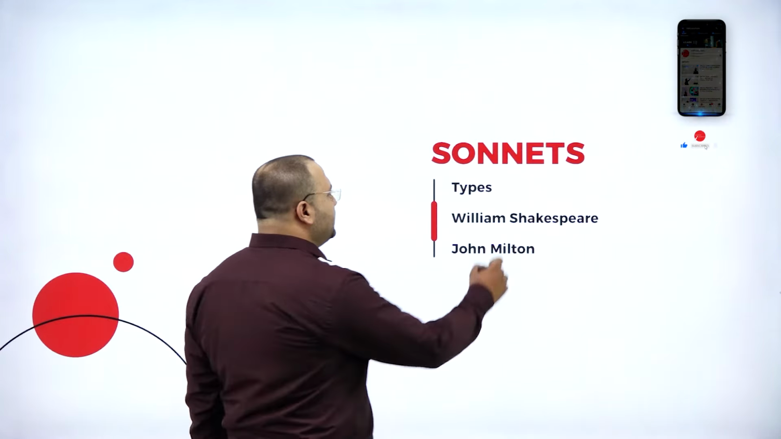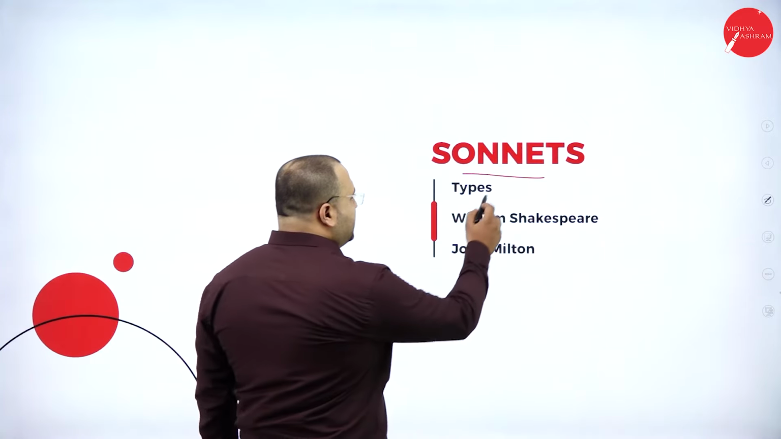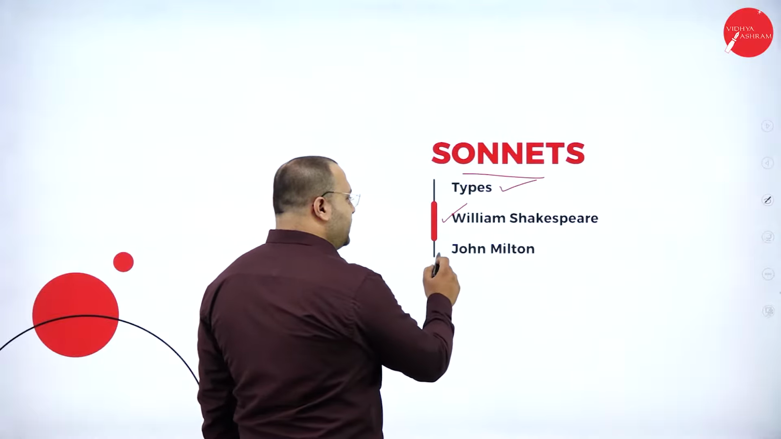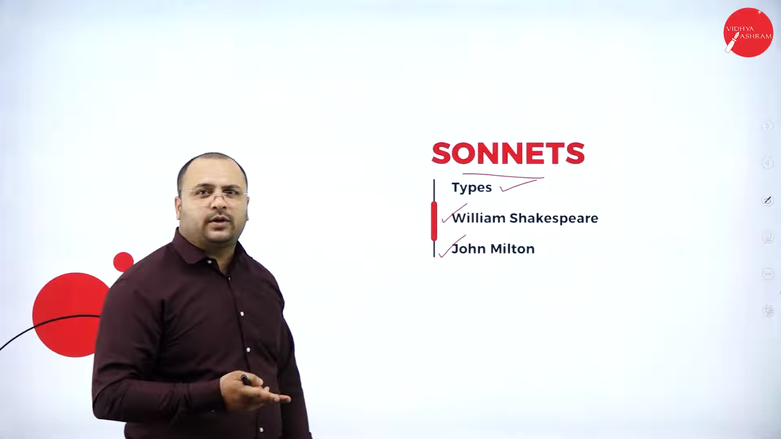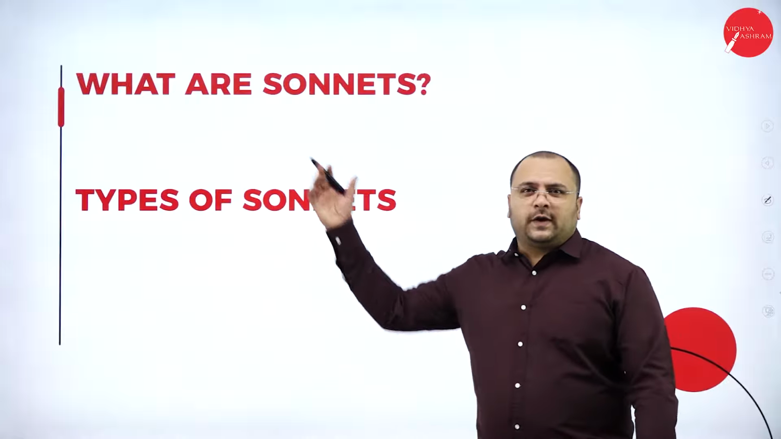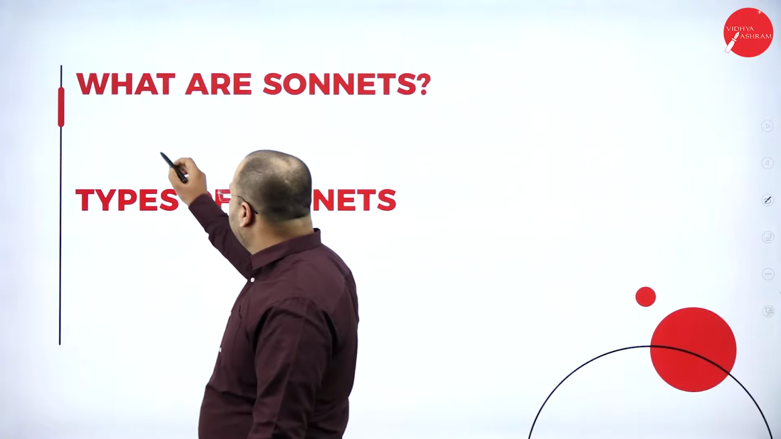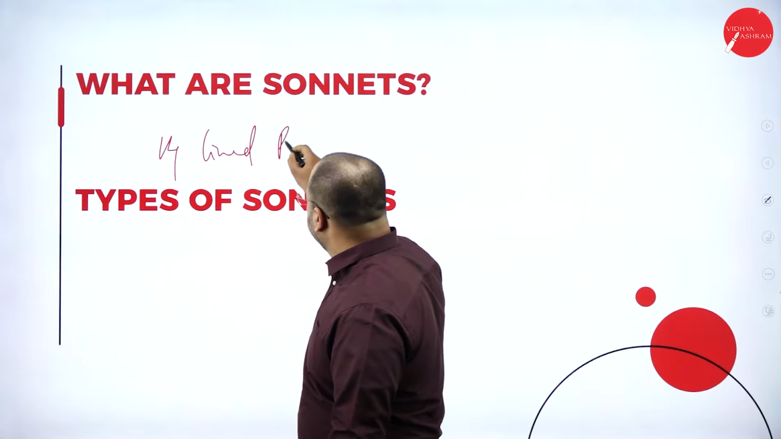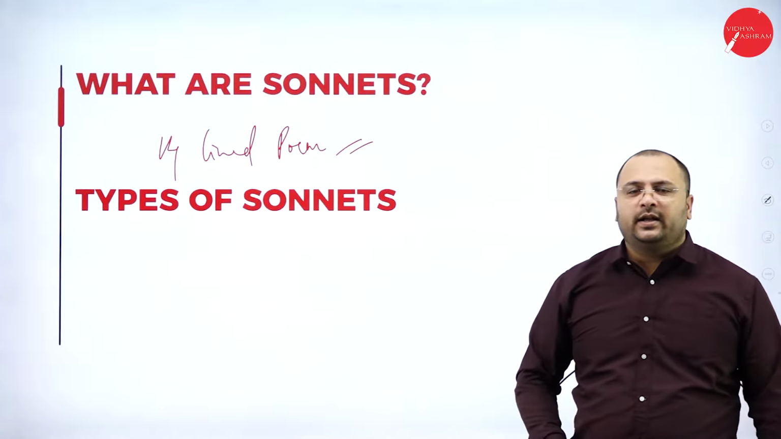So in this session, we are going to look at the sonnets first. What are sonnets and its types? So let us know about the sonnets, their type, and a sonnet by William Shakespeare and another sonnet by John Milton. This video will consist of two sonnets, two poems prescribed for you for this semester. So what are sonnets? How do you understand what a sonnet is? A sonnet is a 14-lined poem. So sonnets are 14-lined poems.